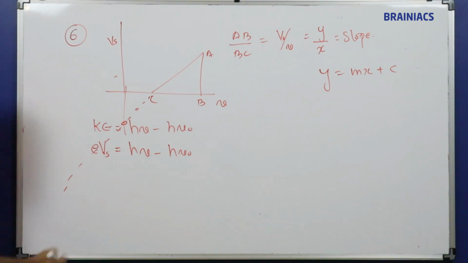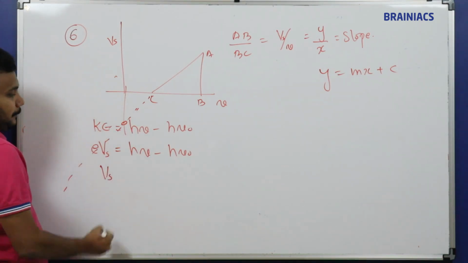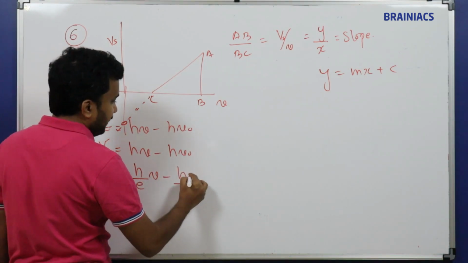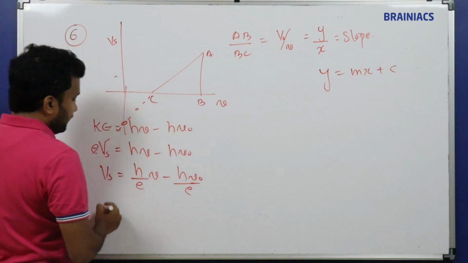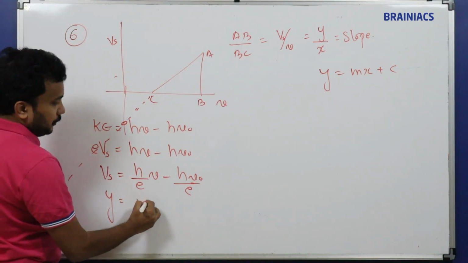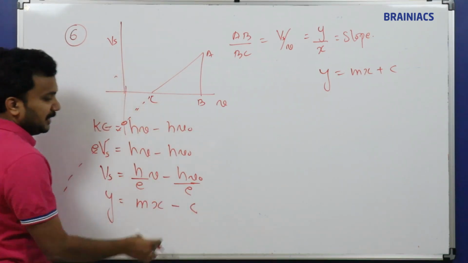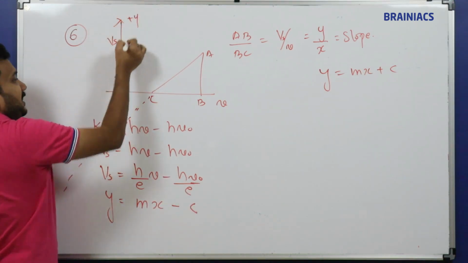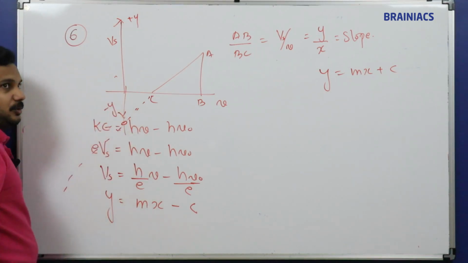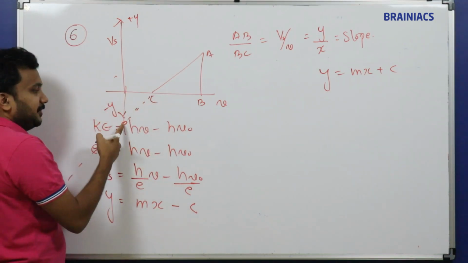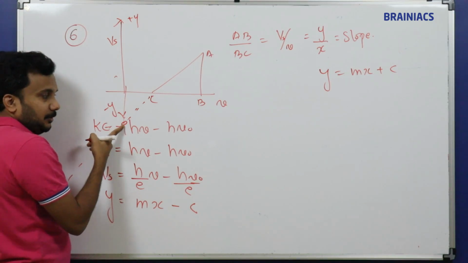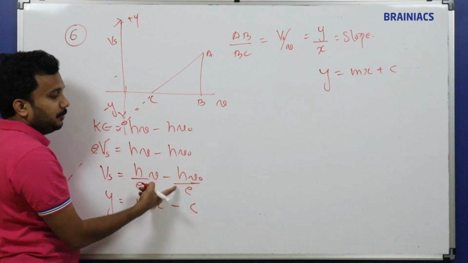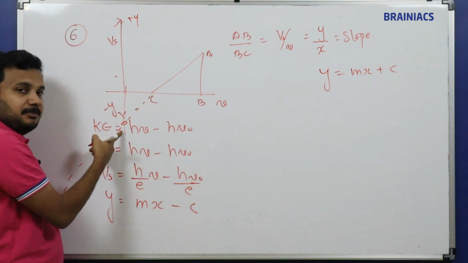We know Vs equals h by e into nu minus h nu 0 divided by e. This equation is similar to y is equal to mx minus c. Minus c is touching on the minus y-axis. This is the plus y-axis and this is the minus y-axis. If you extend the graph, it will meet here, and this intercept is h nu 0 by e. Why is it minus? Because it is touching on the minus axis.